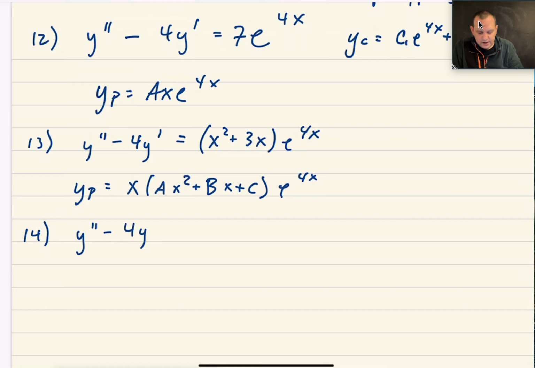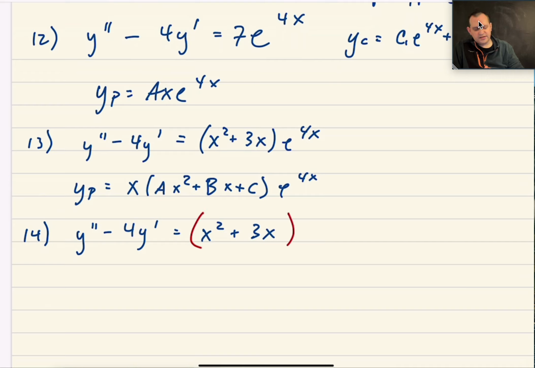But just to be clear about how this works, if I were to have y double prime minus 4y prime equals, say, x squared plus 3x, but there's no e to the 4x after. So if we were to just have x squared plus 3x, what would be our guess for the particular solution? So pause the video for just a second, think about it, and then come back.